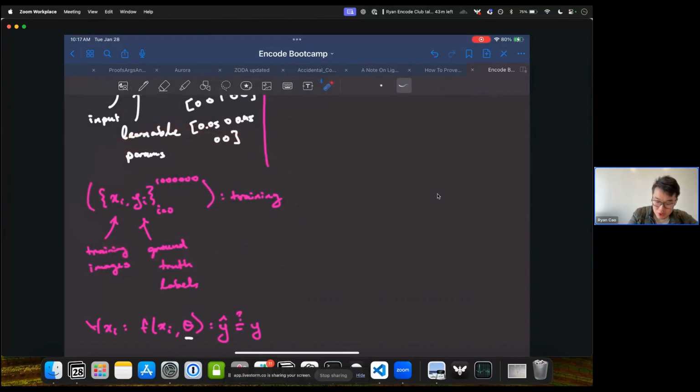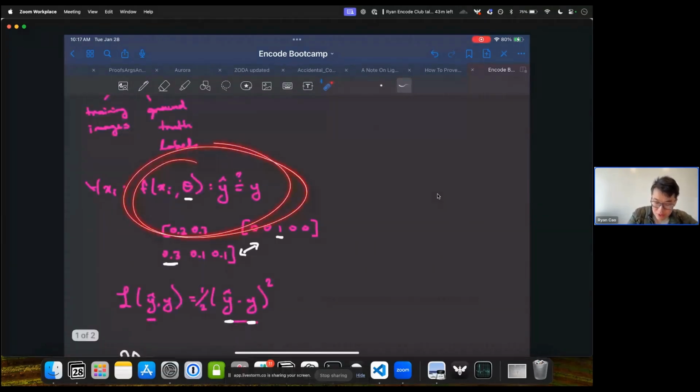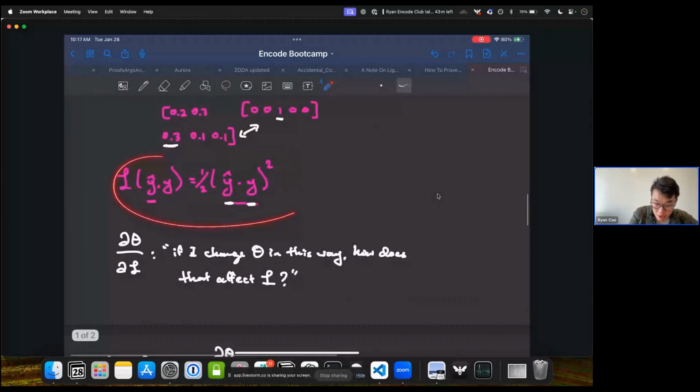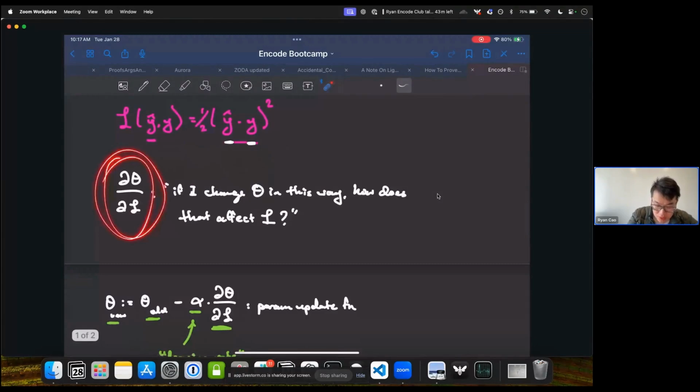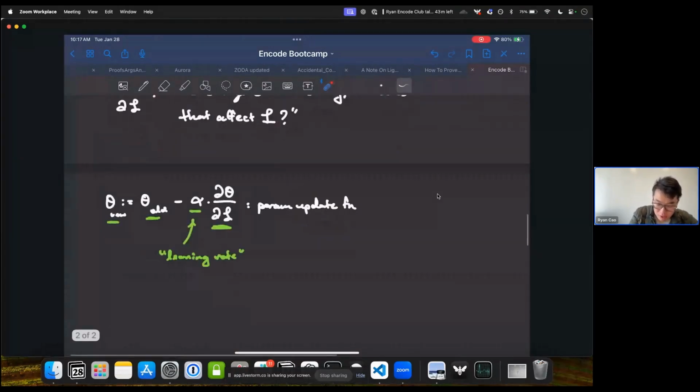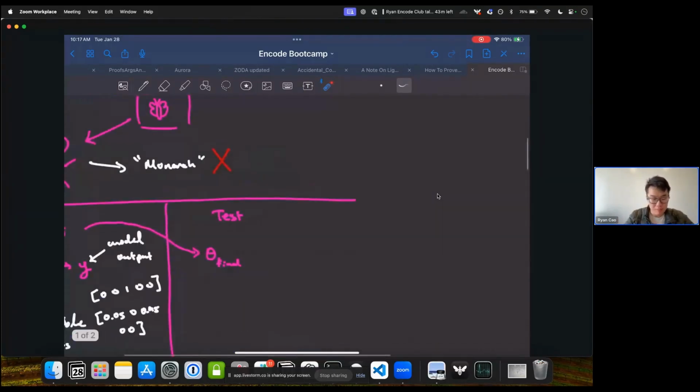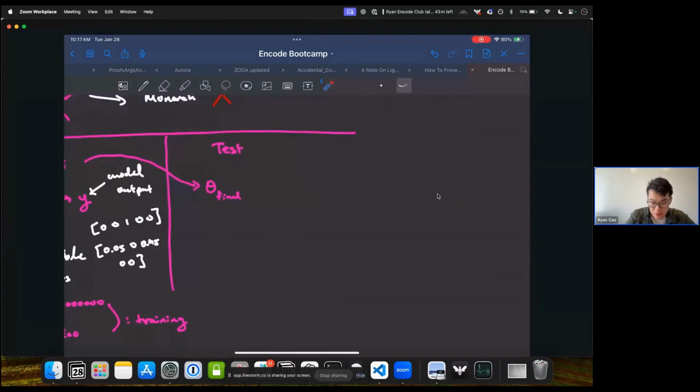I'm going to ask myself, what is my loss for each of these predictions? Then I'm going to compute all of my gradients, and update all of my weights in this way. If I do this process repeatedly, a ton of times, I'm going to keep updating theta until I've gotten to a point where I'm pretty happy with the parameters. And that is what theta final is: the result of doing this training process a bunch of times.